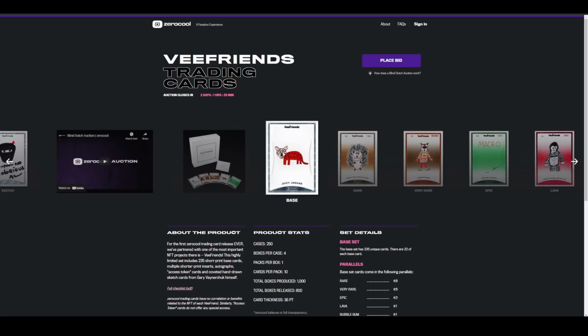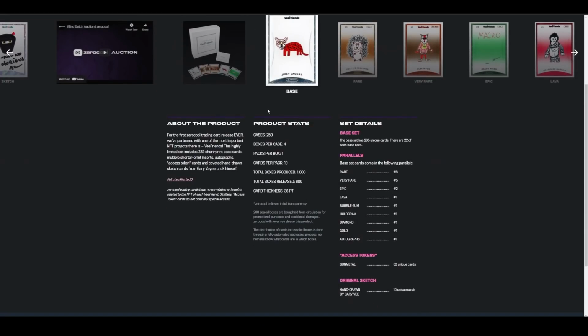But what is nice here, once again, I don't pretend this isn't Vee Friends. Pretend this is Topps Chrome first off the line, or whatever product you want to insert here, and this is coming from their sports card trading database. They give you the full breakdown. You know exactly how many cases there are, how many boxes there are, packs per box, cards per box, total number of boxes produced, and how many they're selling.